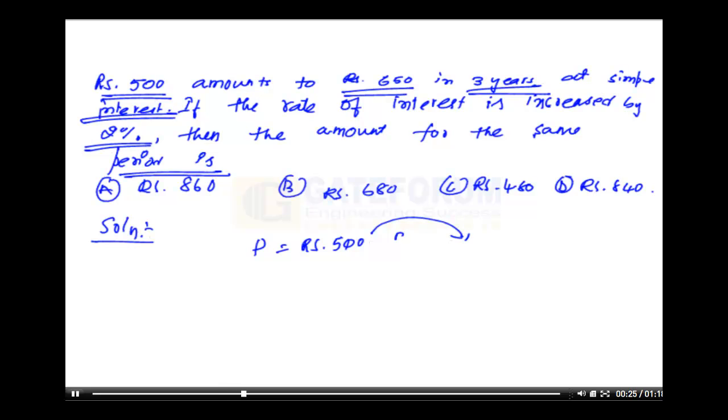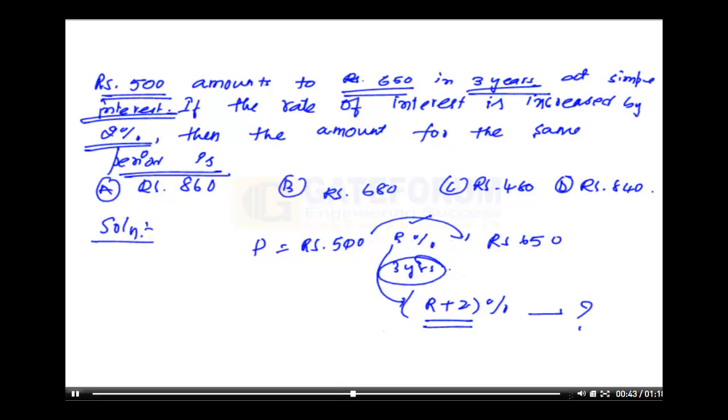We don't know the rate of interest, some R, and the principal has amounted to rupees 650 in 3 years. But this rate of interest is increased by 2%. So initially if it was R%, now it is R plus 2%. Then what he is asking is, for the same time period, what will be the new amount?